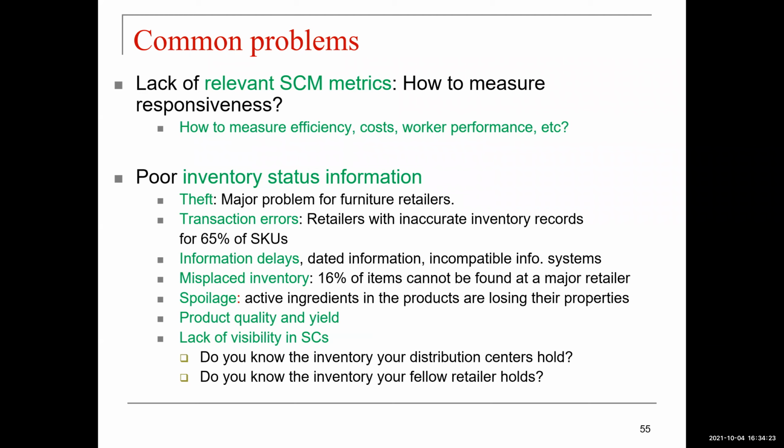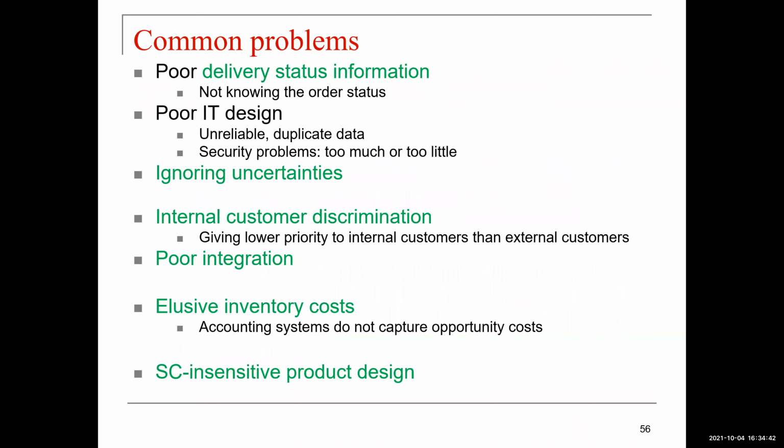Spoilage: active ingredients in the product are losing their properties. If you get a product that has been on a shelf for a long period of time, maybe when you try to use it, it's not going to perform as expected. So, product quality and yield, and lack of visibility in the supply chains, as we mentioned already. More common problems: poor delivery status information, not knowing the order status, poor IT design, unreliable duplicate data, and ignoring uncertainty. You know that things can change, but you're not paying attention to that information.